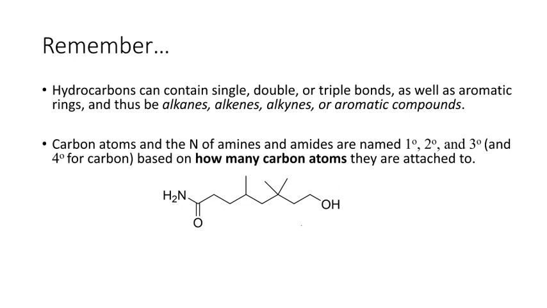Carbon atoms and the nitrogen of amines and amides are named primary, secondary, and tertiary, and quaternary for carbon, based on how many carbon atoms they are attached to. So, for example, here we have a primary amide, and we have a secondary carbon, a tertiary carbon, and a quaternary carbon.